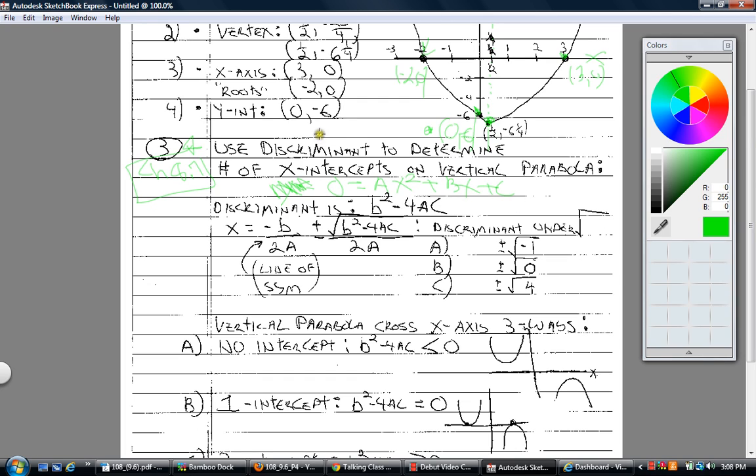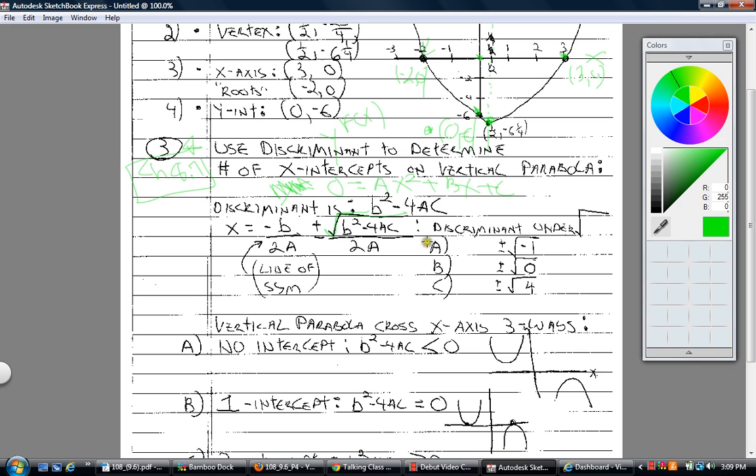Remember, that 0 there, that's the y, or that's the f of x. When we set that equal to 0, that's where it's going to cross the x-axis, when y equals 0. Does everybody see that? Okay. So now the discriminant was underneath the radical, based on the result before you take the square root, and I like to put the radical sign on it. Remember that? You have 3 cases.